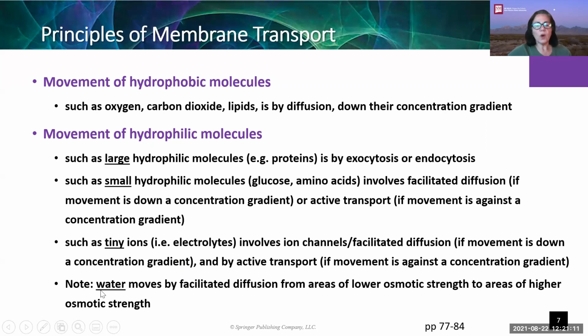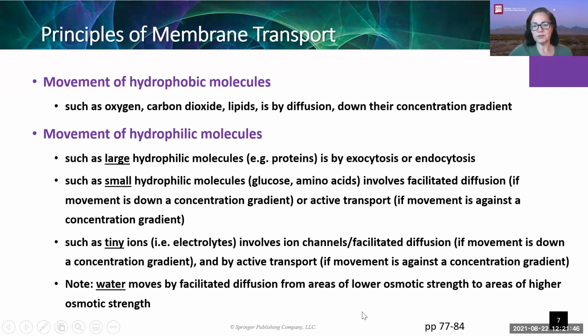Now note, water, typically, although movement of water is very important in the human body and shifts of fluid are very important. Interestingly, water typically moves through the process of facilitated diffusion. So we build a channel for it, and that channel, as you'll see, is called an aquaporin. But we don't usually pump water.